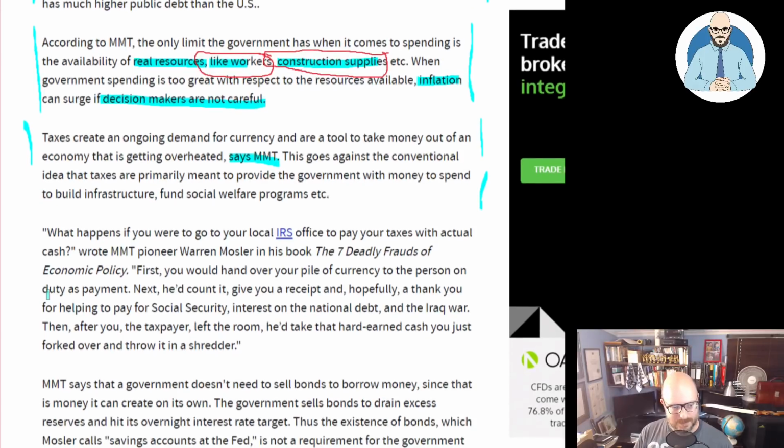So what happens if you were to go to your local IRS office to pay your taxes with actual cash? Wrote MMT pioneer Warren Mosler in his book, The 7 Deadly Frauds of Economic Policy.